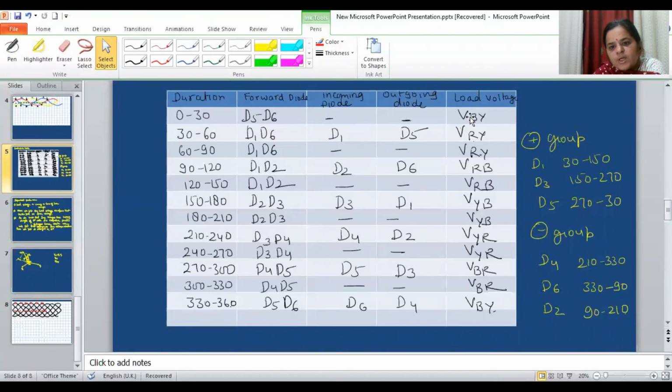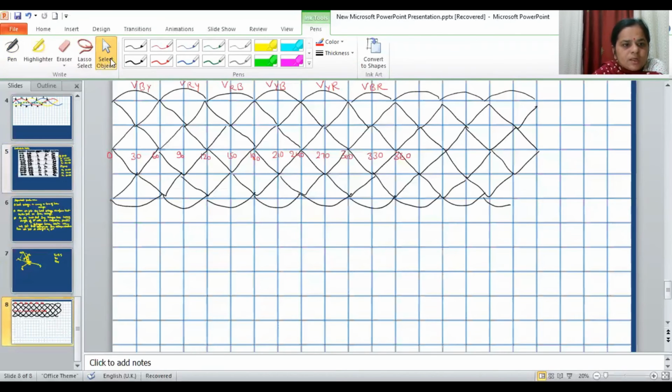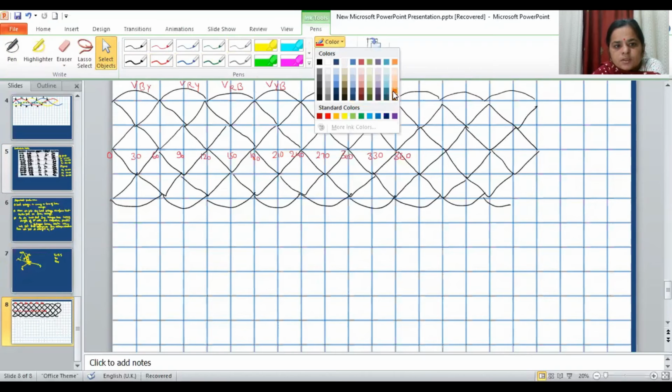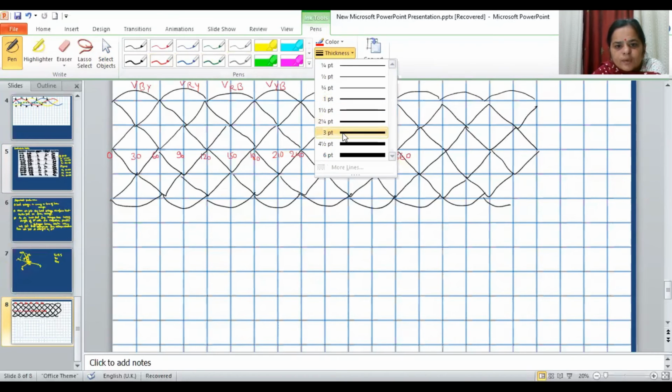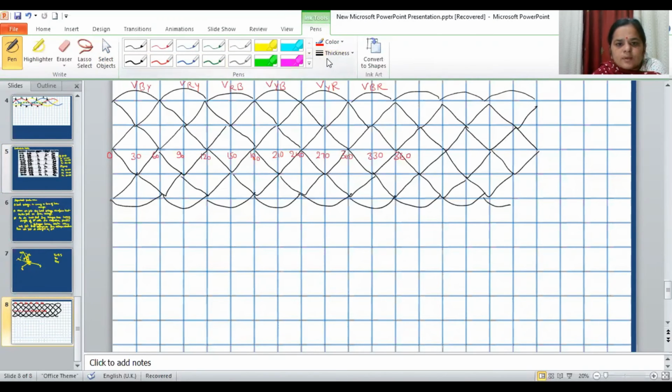Now let's see what is the output voltage. 0 to 30 load voltage is VBY. When we plot it on line voltage, we will plot it between 30 to 60. So VBY. 30 to 60 means which one I need to highlight? Let me take another color. Can I take a red one? I will take a little bit thicker line. This one. So 30 to 60, I'm getting this voltage.